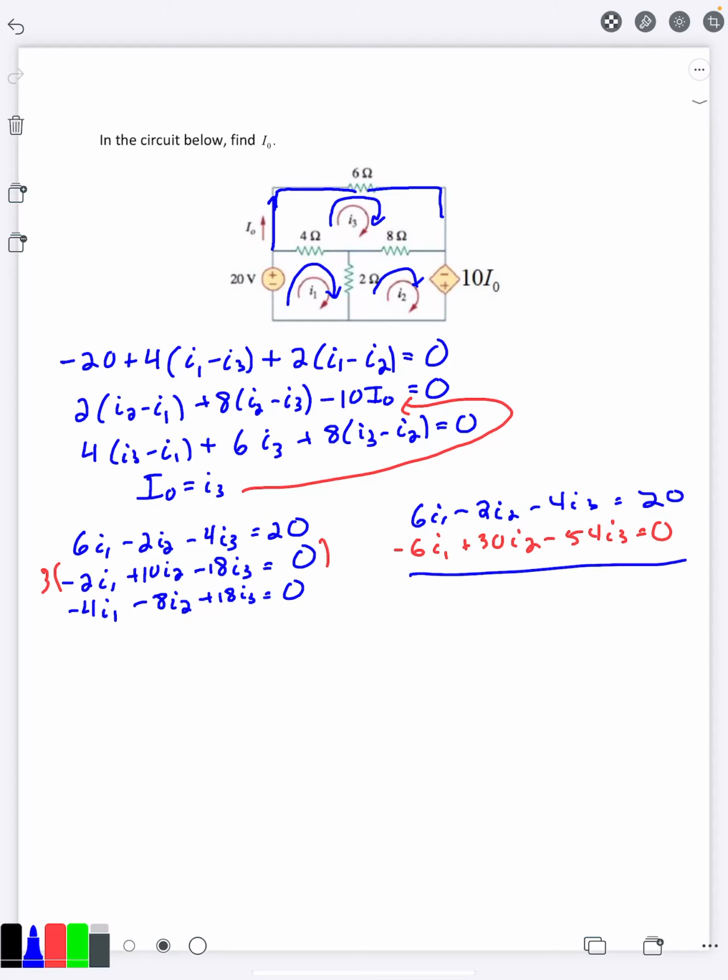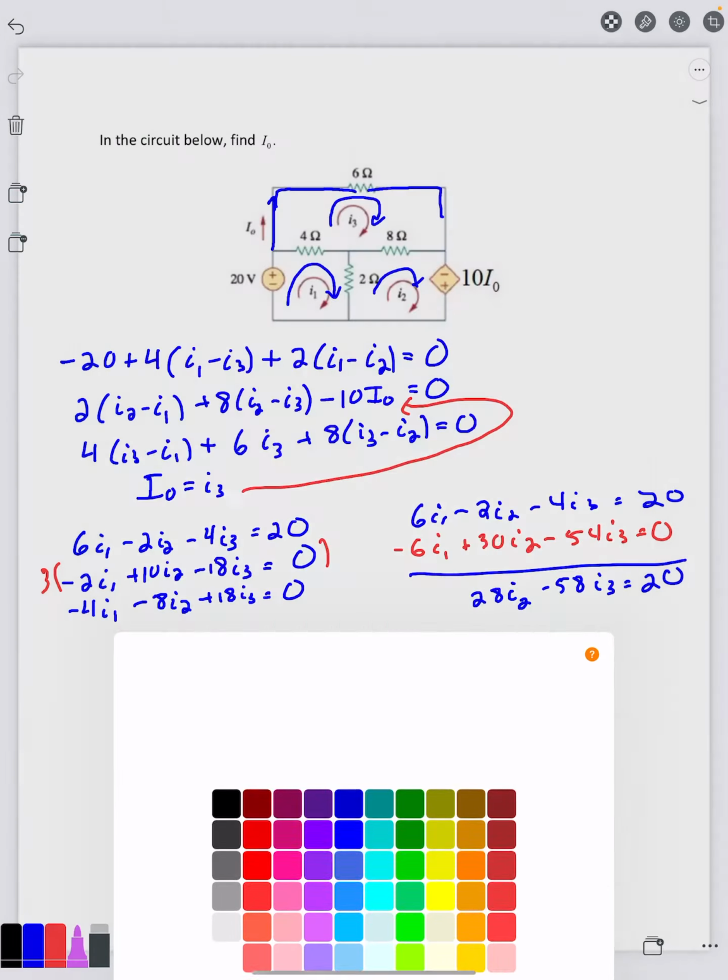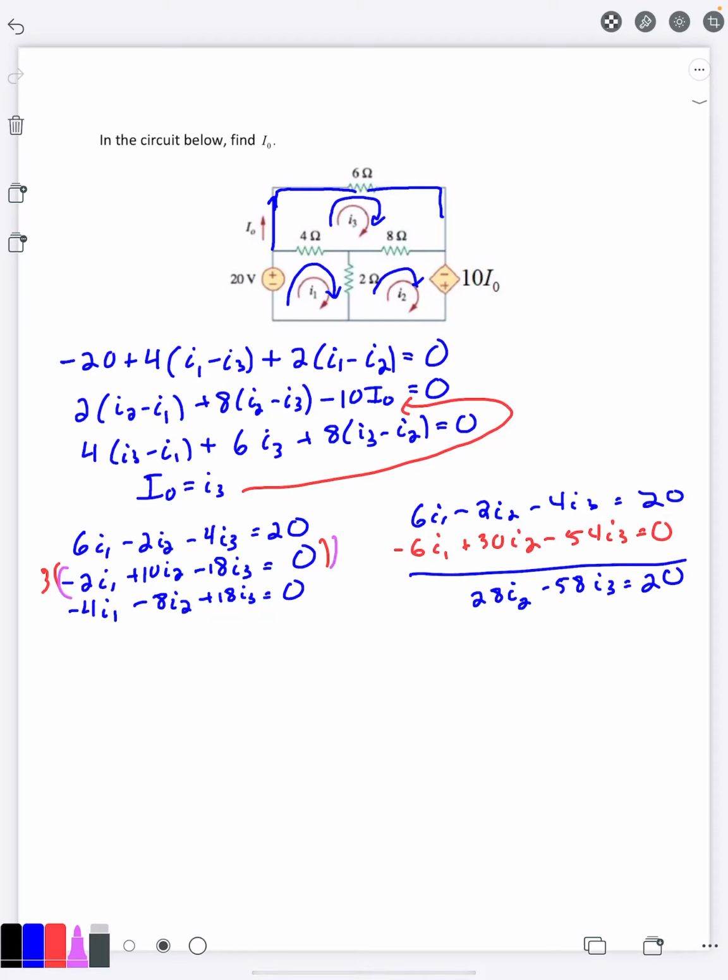Add down, that's going to be 28I2 minus 58I3 is 20. And then we can cancel it again here on the bottom one by multiplying it all by negative 2. So then I'd have positive 4I1 minus 20I2 plus 36I3 is 0. And we add down those. I1s cancel. Negative 28I2 plus 54I3 is 0. When we can combine these two, it's actually going to work out quite nicely here.